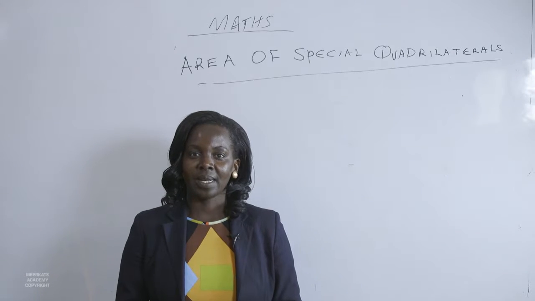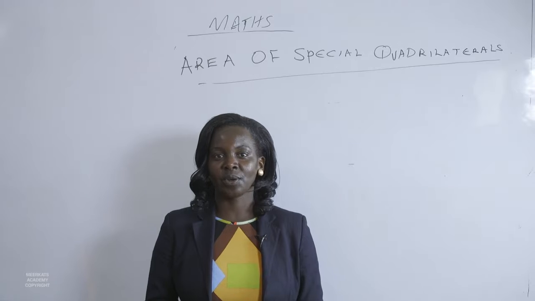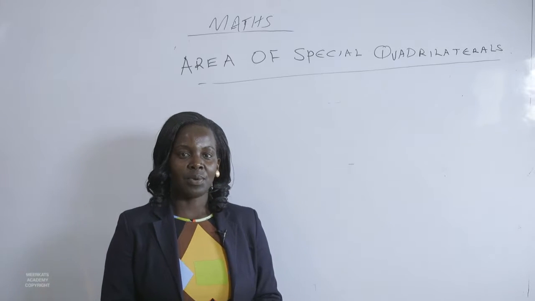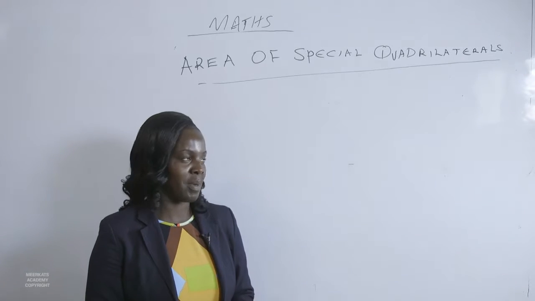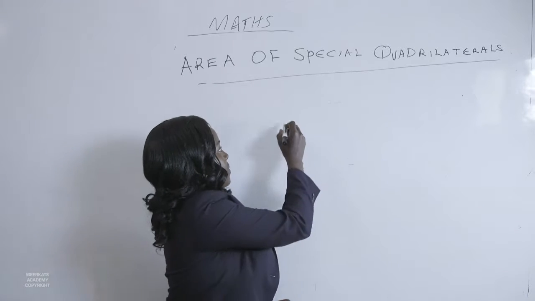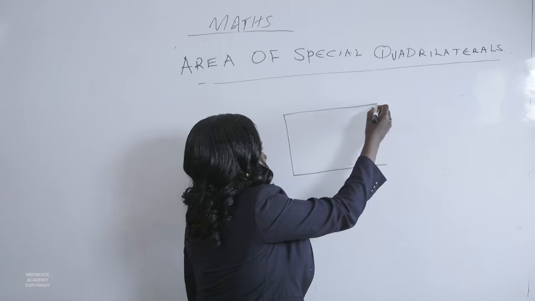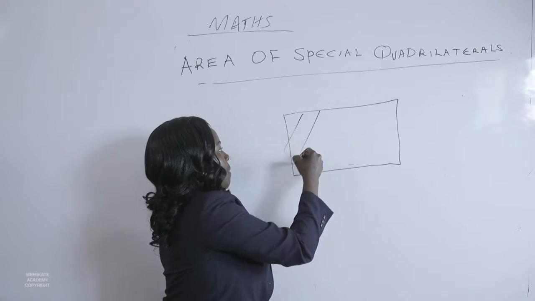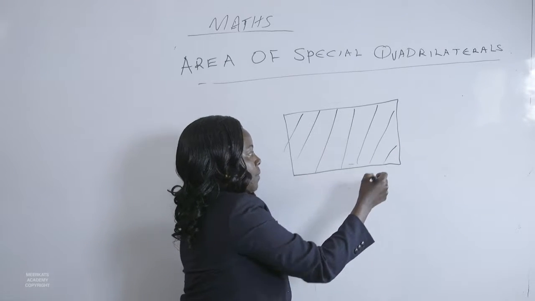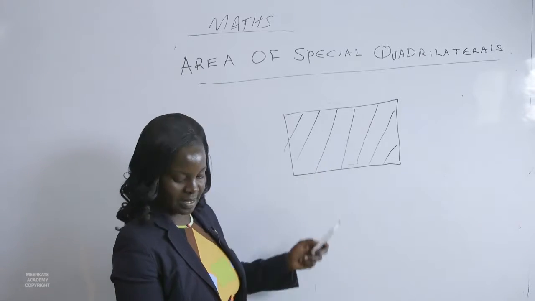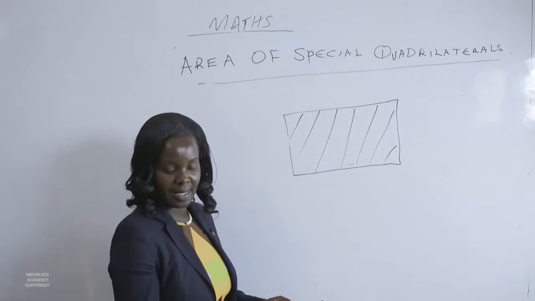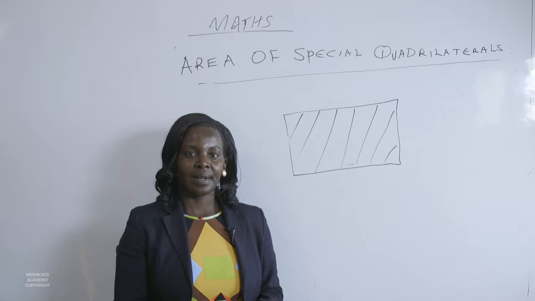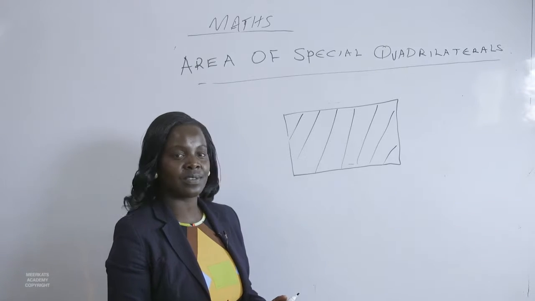In our last lesson, we learned about the area. We introduced the concept of area, and we defined area as the amount of surface that is occupied by a two-dimensional figure. We said given a rectangle, when we talk of area, we mean the space inside this rectangle. And we looked at the rules of calculating different areas of different shapes.